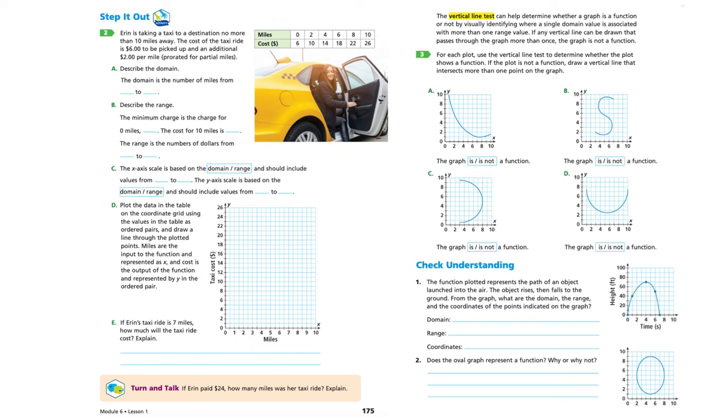And that goes along with the definition that you learned about what is a function and what is not a function. So this says, for each plot, use the vertical line test to determine whether the plot shows a function. If the plot is not a function, draw the vertical line that intersects more than one point on the graph. So go ahead and do A through D, and then you'll circle whether the graph is or is not a function on each one. Once you finish that, you can do this check understanding on your own, and then try to determine whether or not you're ready to go on to the on your own pages on the next couple pages.